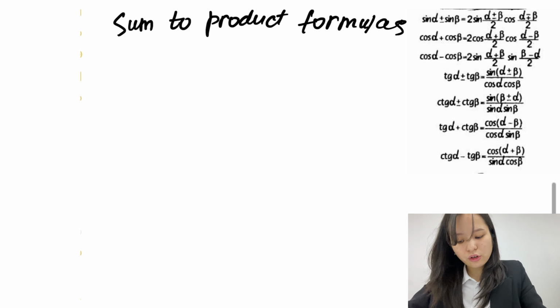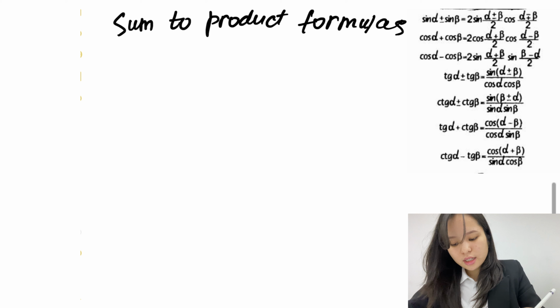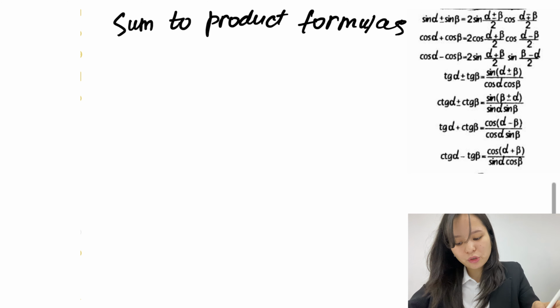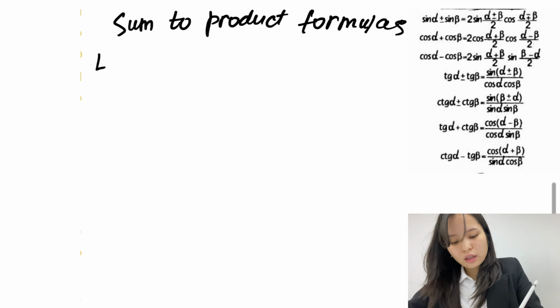Sum to product formulas. Some problems require the reverse of the process we just used. The sum to product formulas allow us to express sums of sine or cosine as products. You can see the formula on the right. Let me show you an example. Example 4.